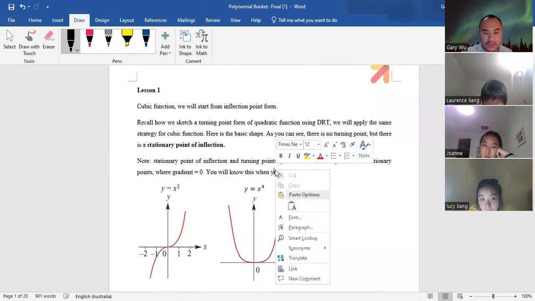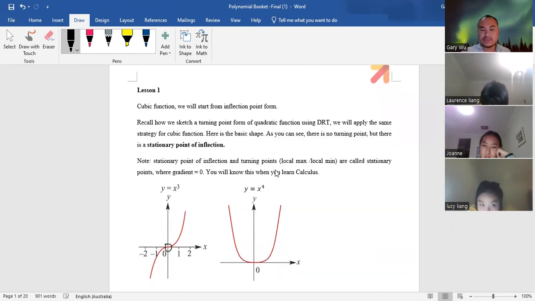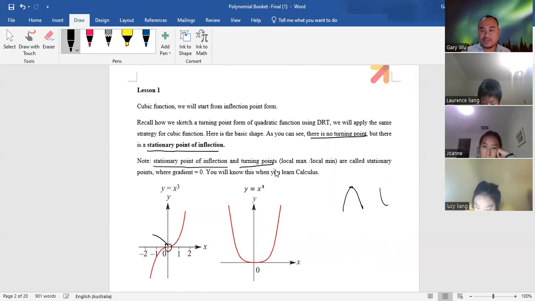We say this one is a stationary point of inflection. So it's not a turning point. There's no turning point for this one. It's called a stationary point of inflection. We know for turning points, we have local maximum and local minimum. So stationary point of inflection and turning point all together combined are called stationary points.